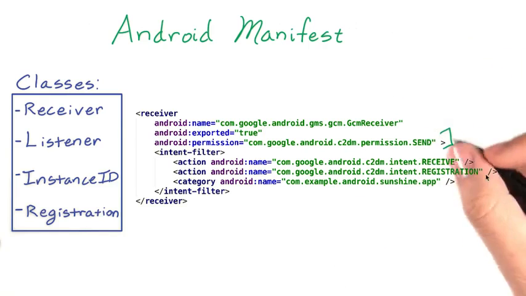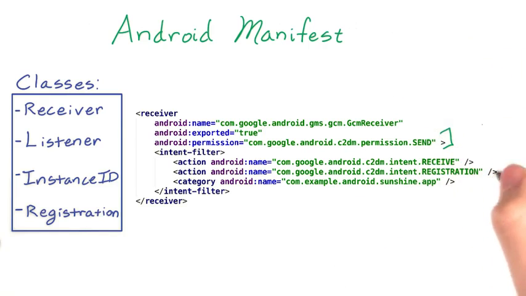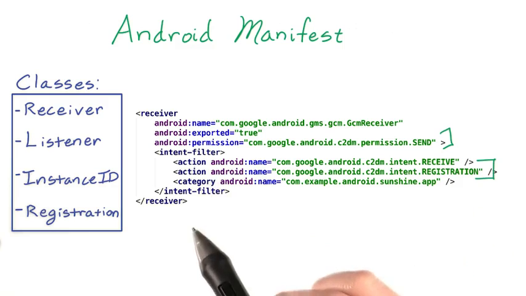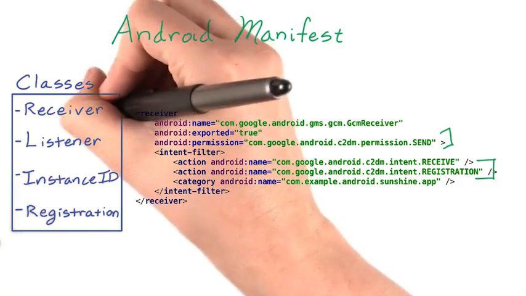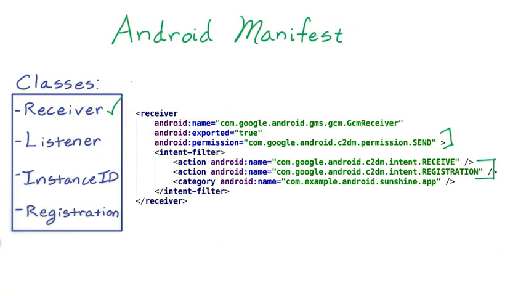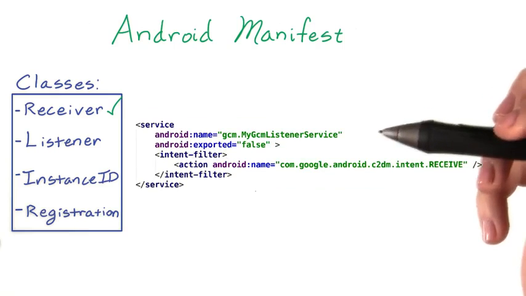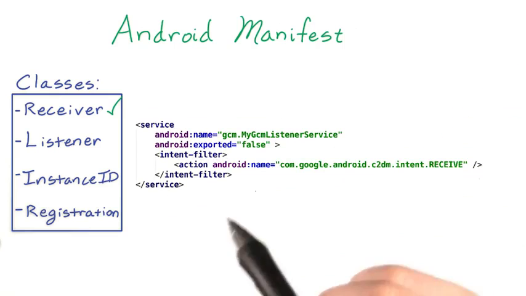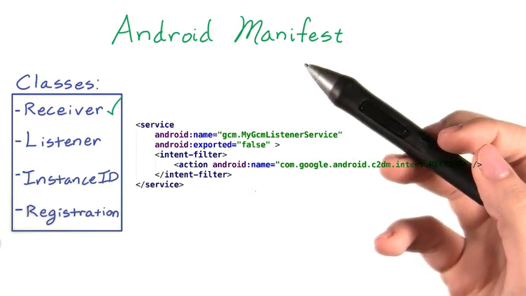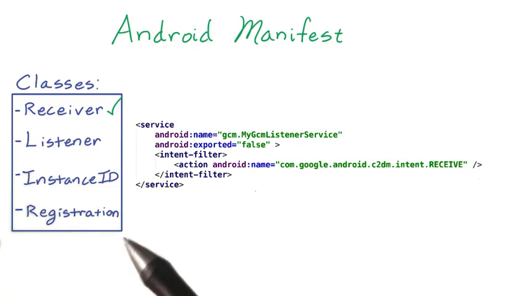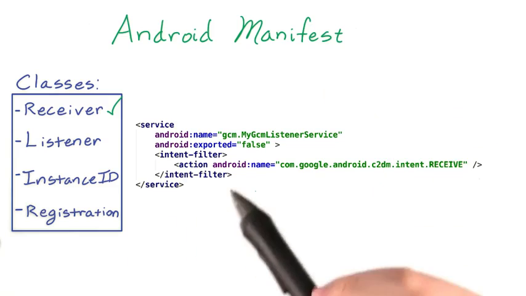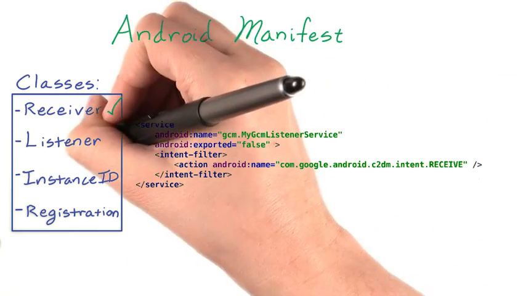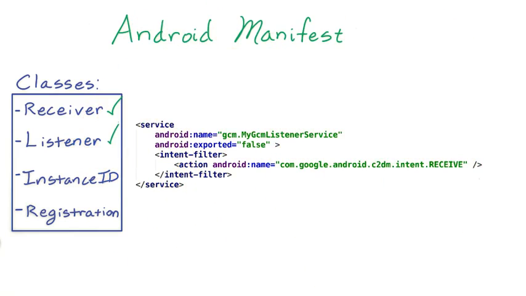If you want to support pre-4.4 KitKat devices, you'll need to add an additional action, not just for receiving, but now also for registration, to the intent filter declaration for this receiver. But once you have all of this, you're good to go on this declaration. Then we have a declaration of a GCM listener service, which enables various aspects of handling messages, such as detecting different downstream message types, determining upstream send status, and automatically displaying simple notifications on the app's behalf. And that is our second class down.